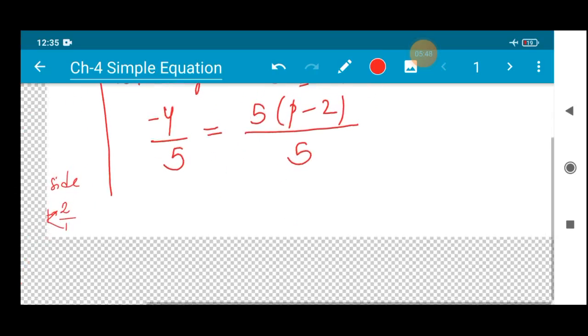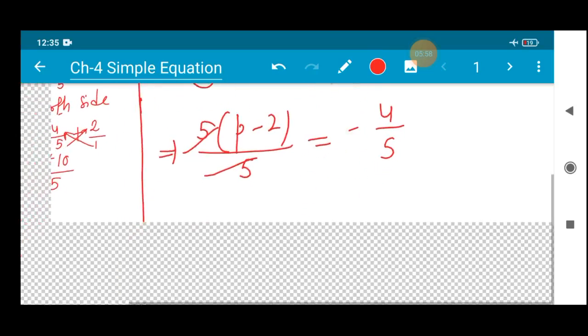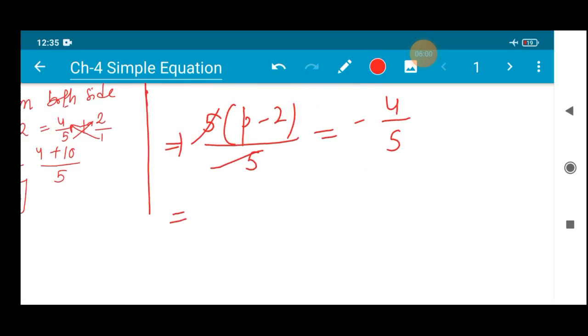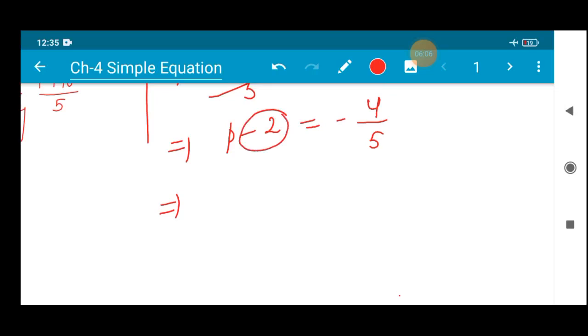In order to avoid any confusion, I will keep this 5p minus 2 by 5 on this side, equal to minus 4 by 5 on the other side. If I do so, this gets cancelled out. The value which will remain there is p minus 2 is equal to minus 4 by 5. Now here it is minus 2 again, so I have to neutralize this by adding 2 on both sides.